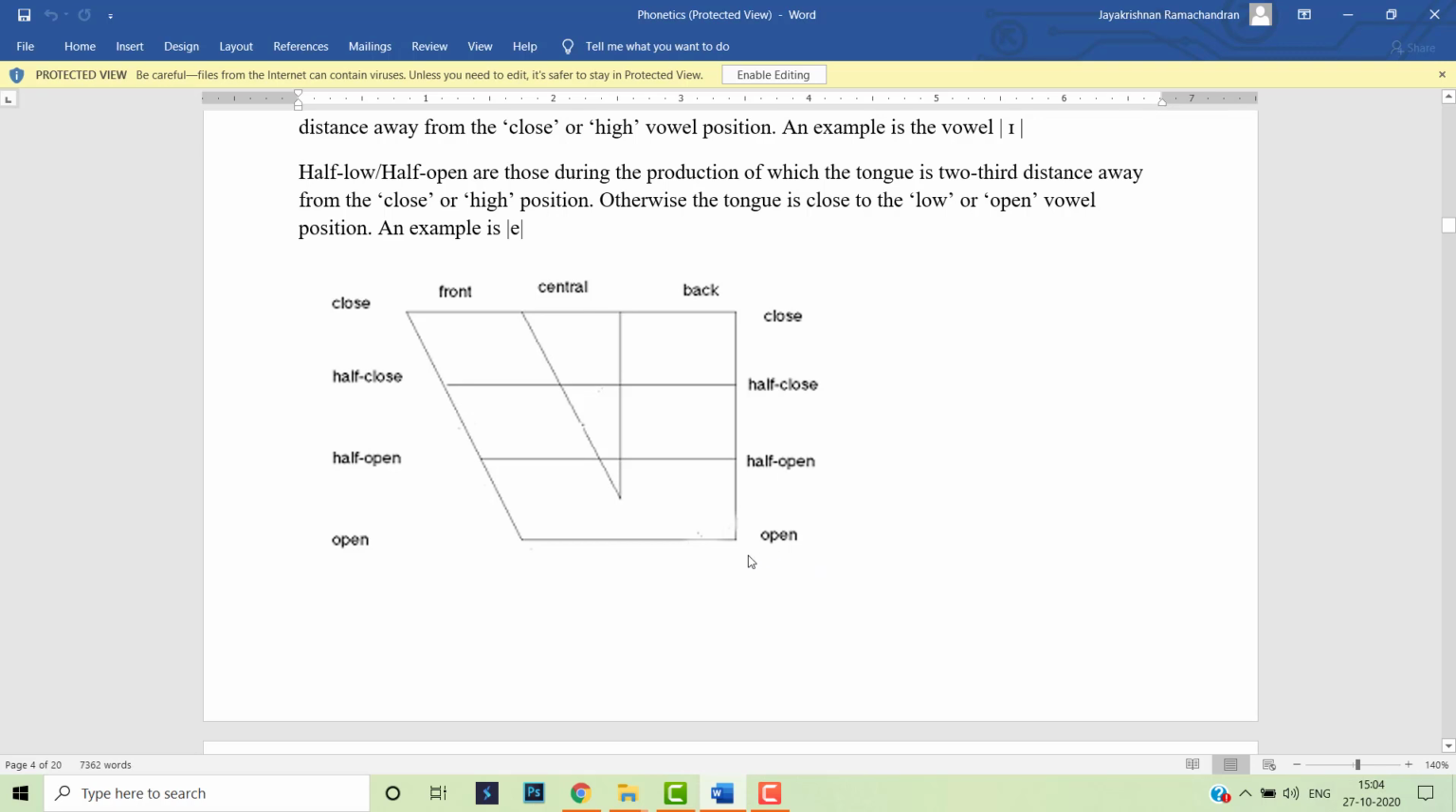അതായത് ഒട്ടും തന്നെ ഉയരത്തില്ല, but still നാവിൻ്റെ ആക്റ്റീവ് പാർട്ട്, ആർട്ടിക്കുലേറ്റിംഗ് പാർട്ട് എന്ന് പറയുന്നത് ബാക്ക് പോർഷൻ ആയിരിക്കും. സോ അങ്ങനെയുള്ള വവൽസിനെയാണ് നമ്മൾ ബാക്ക് vowels, back open vowels എന്ന് പറയുന്നത്.